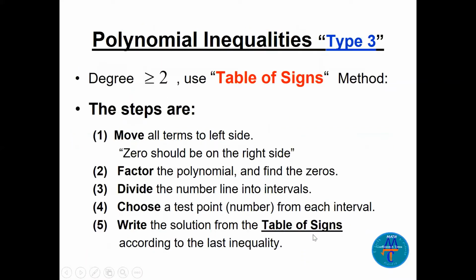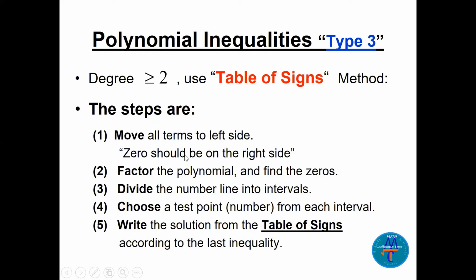Type number 3 is the most interesting and important maybe, polynomial inequalities. Polynomial like x squared, x cubed, x power 4, etc. This is so much important because it will be the same idea, same method for rational also. So the steps are, we move all the terms to the left side. Remember here, 0 should be on the right side.